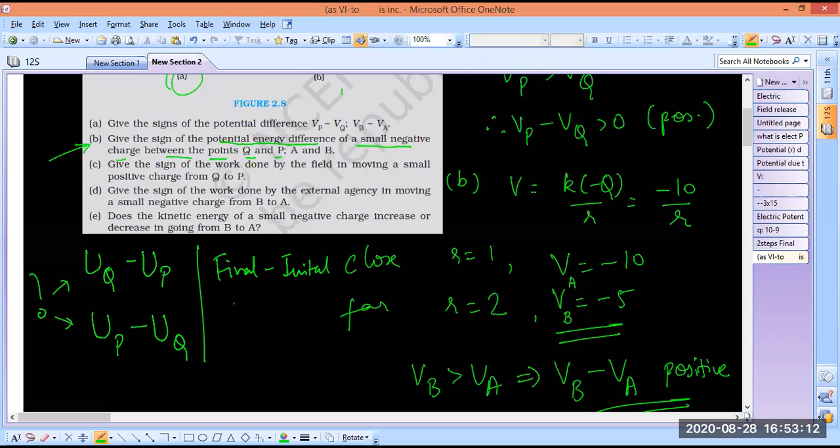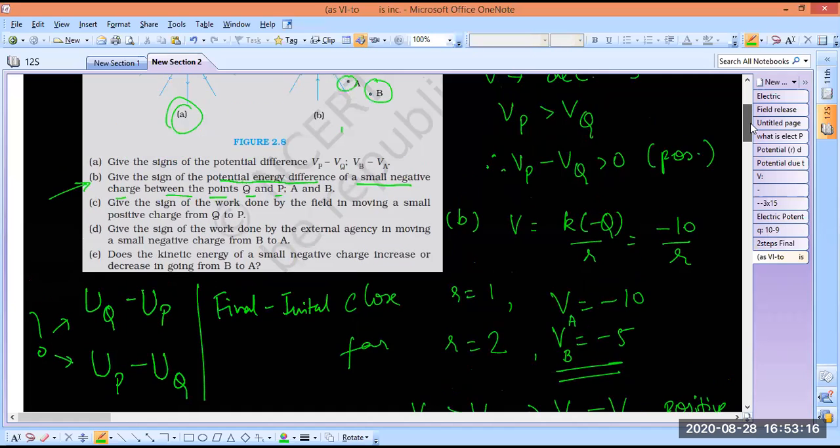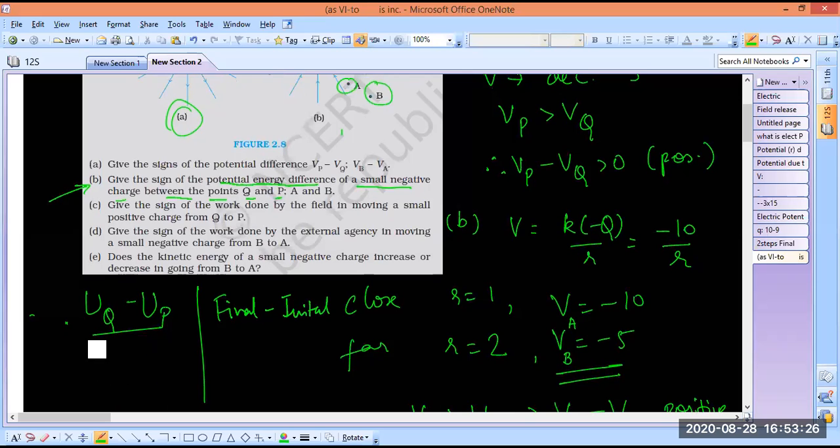Okay, no problem. What we'll do is, we'll do it both ways, right? Our aim is to get the answer. So give the sign of potential energy difference. Let's find UQ minus UP first, for a small negative charge between points P and Q.